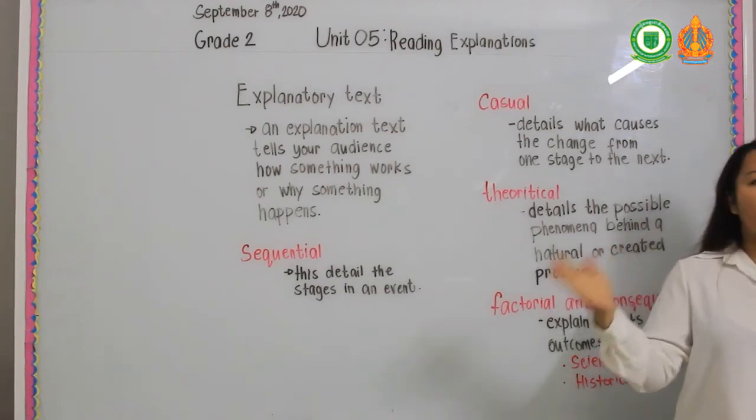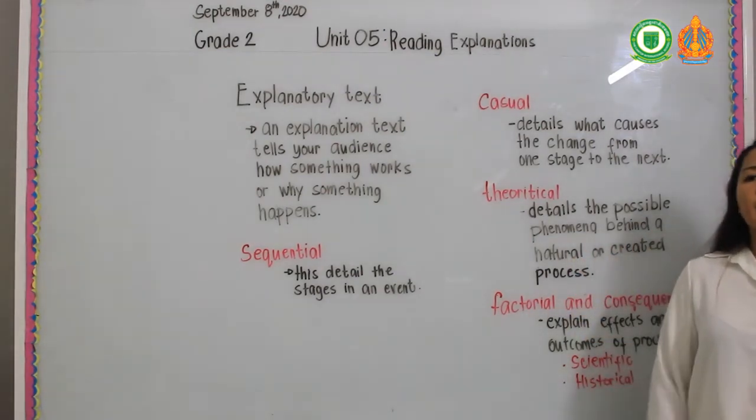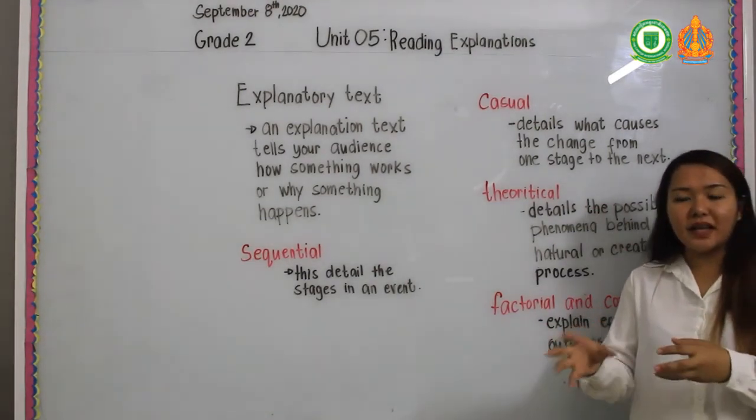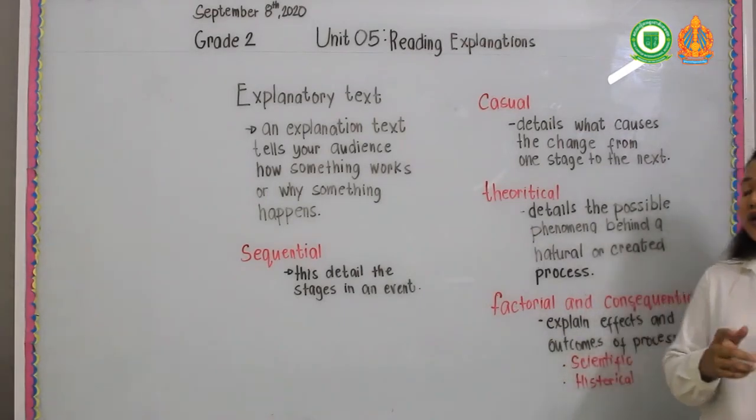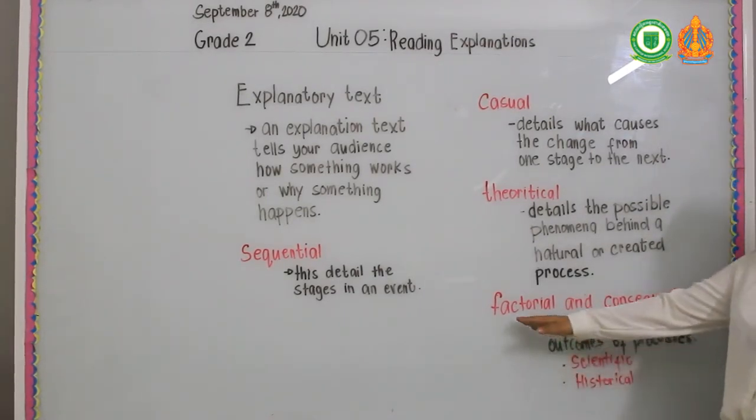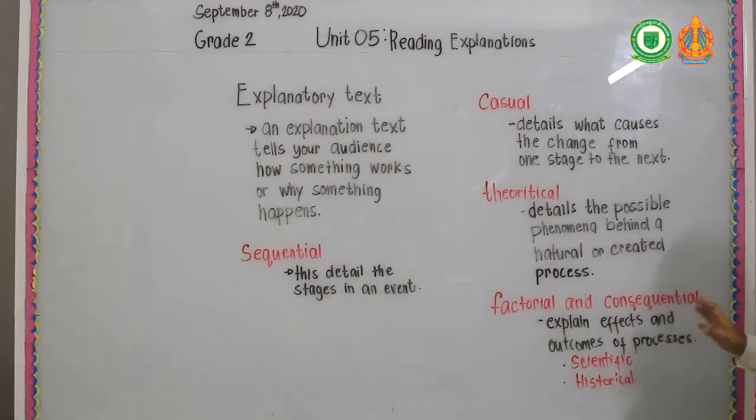Natural meaning, for example, typhoons, earthquakes. Then because of this earthquake, now we are facing this problem. So natural and created processes. Next, everyone, we have your factorial and consequential.